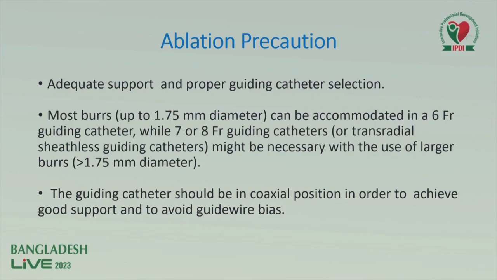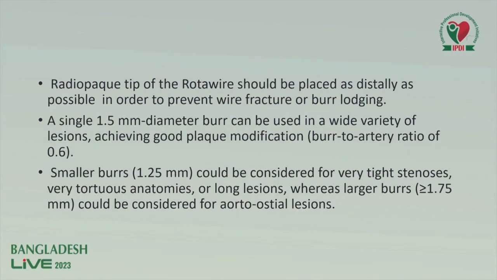Before doing rotational atherectomy, we were very concerned about precautions, such as adequate support and proper guide catheter selection. Usually for a 1.7 millimeter diameter burr, we can use a 6 French guide catheter, and for more than 1.75 millimeter diameter, we usually use a 7 to 8 French guide catheter. The guiding catheter should be coaxial in position in order to achieve good support. The radiopaque tip of the guide wire should be placed as distally as possible. A single 1.5 millimeter diameter burr can be used in a wide variety of lesions.